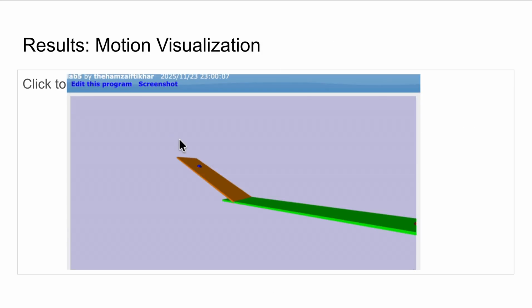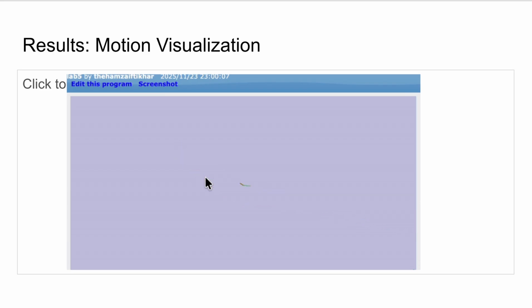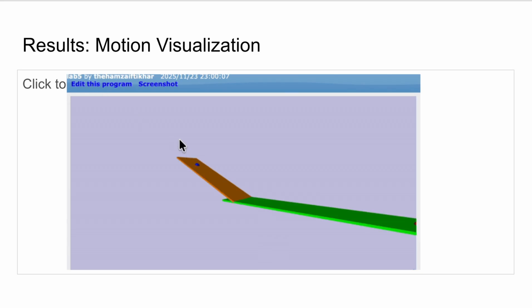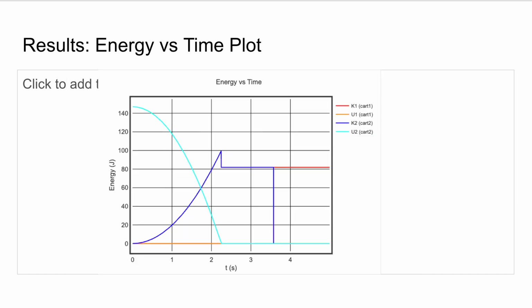This is a visualization of the result. Cart 2 accelerates on the ramp and reaches the ground with reduced speed due to the friction, and then collides with cart 1. This is the energy graph showing the total mechanical energy decreasing while cart 2 is on the slope. Once it reaches the ground, the potential energy becomes 0 and only kinetic energy remains. After the collision, the kinetic energy is redistributed between the two carts.